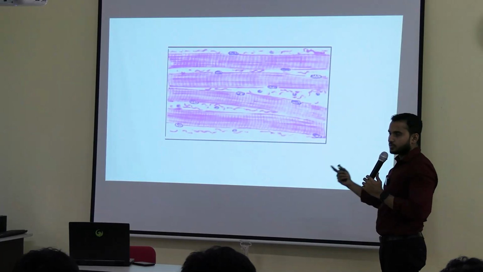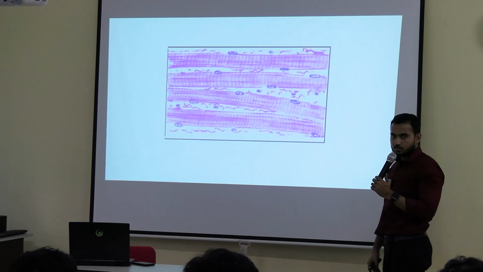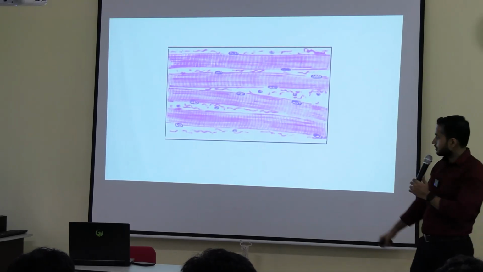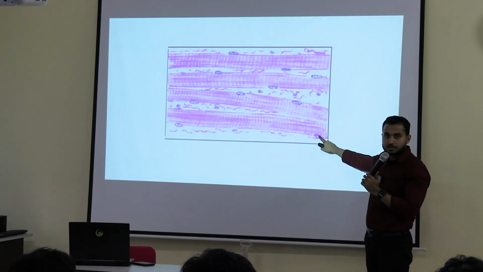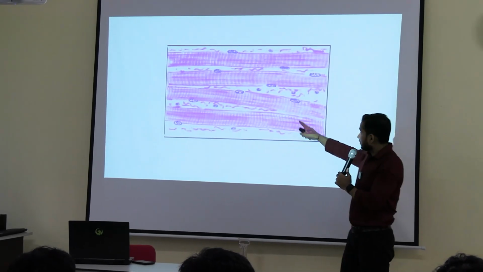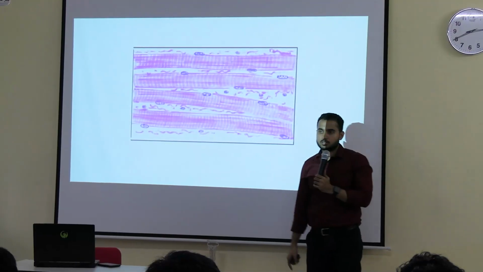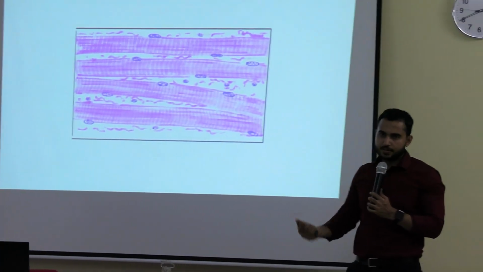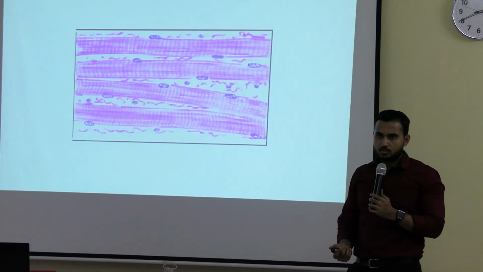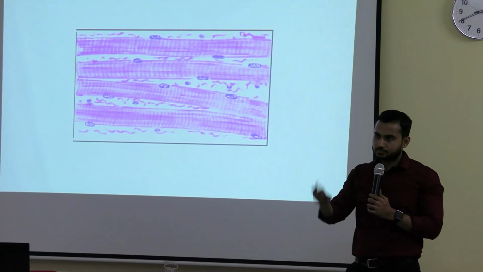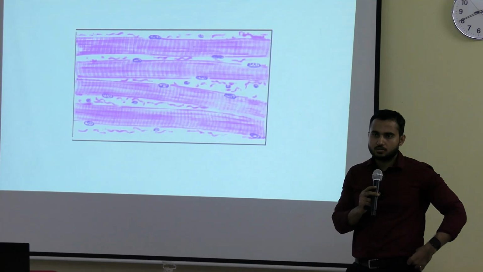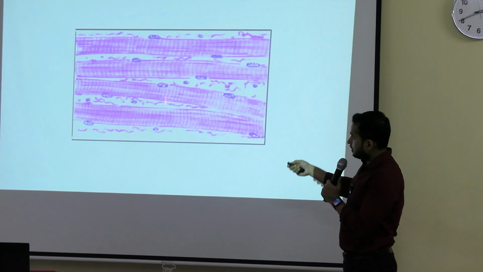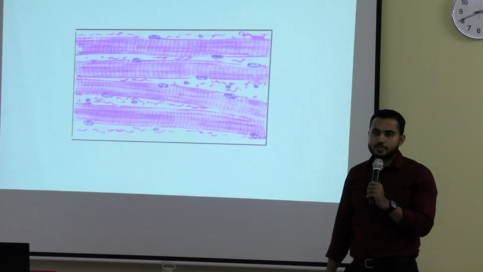Next, can you see the position of the nucleus? Where is the nucleus? What is this? Nucleus. If till now you didn't get how to identify it, just study the H&E staining part again, or else it will be difficult. This is the H&E stained skeletal muscle fiber.